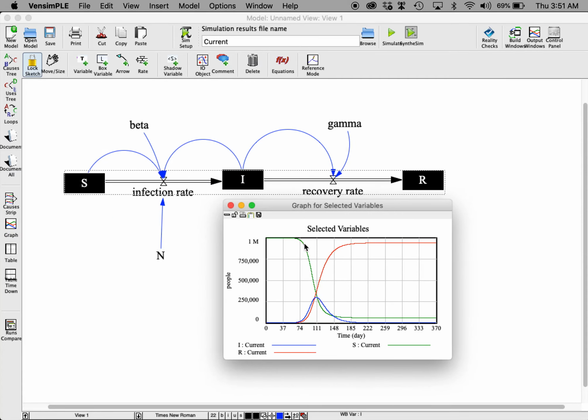The green curve shows the susceptible people starting at the full population of 1 million and going down to fairly close to 0. Most people are no longer susceptible. The red curve recovered, most people are recovered, and the blue curve infected, and it peaks at about 111 days and then dies down to nothing as the infection eventually disappears and almost everybody's immune.